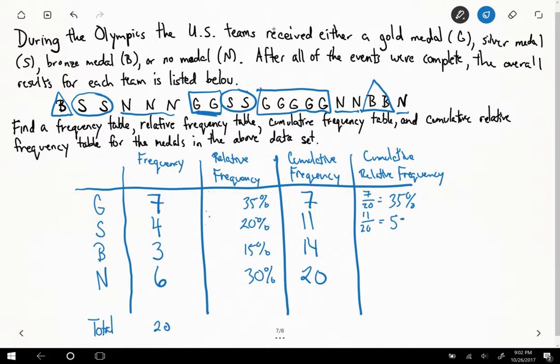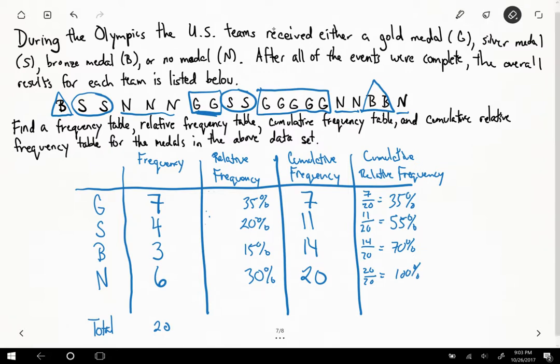That's 55%. So what you could say at this point is 55% of the medals earned or placements earned were either gold or silver by the U.S. teams. And then after that you can go 14 divided by 20. And so what does that equal? That equals 70%. And the last one would be 20 over 20, which equals 100%. If you've done a cumulative relative frequency table right, you should finish with 100% every time.